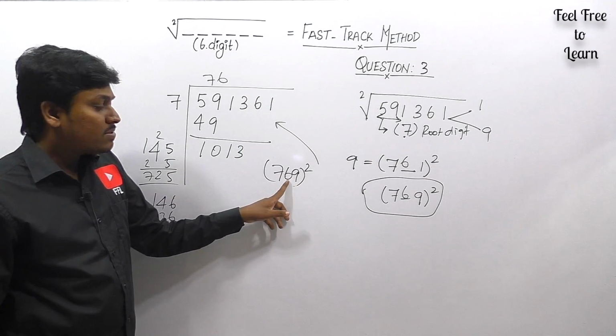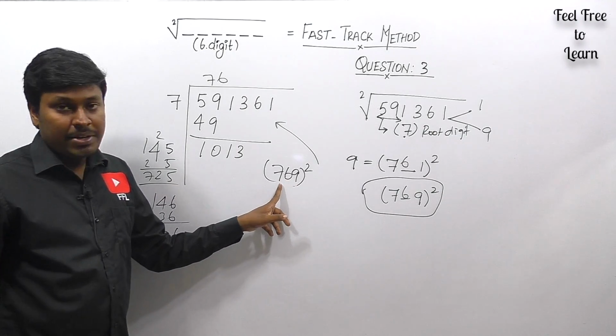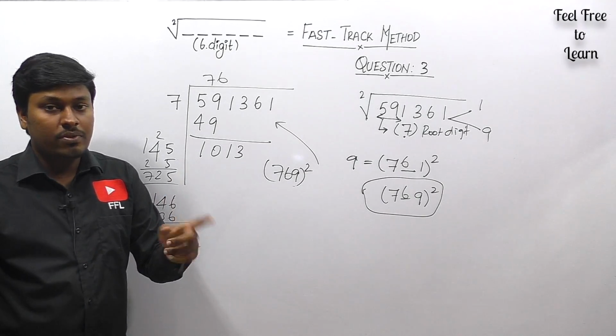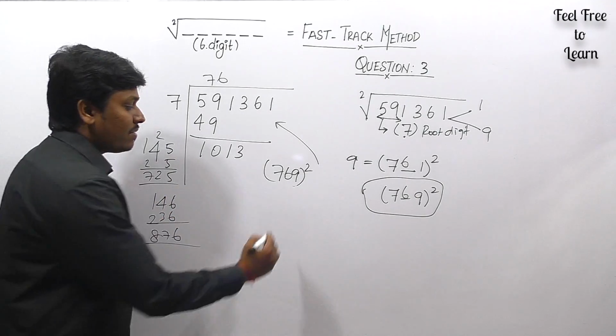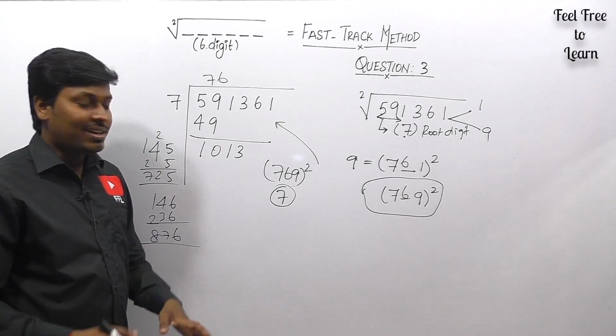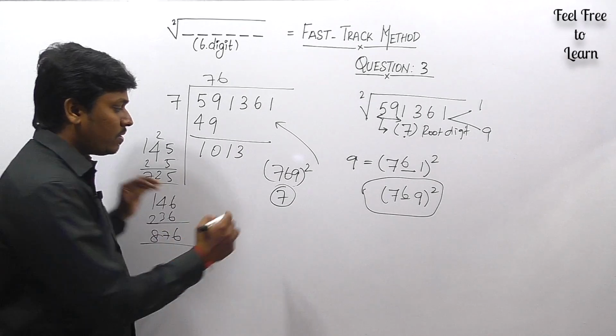So 9 plus 6 will be 15, 15 plus 7 will be 22, 22 into 22, 2 plus 2 will be 4, 4 into 4 will be 16, 6 plus 1 will be 7. So finally we got a root digit 7, right? So friends, I have calculated every value in mind. If you want, I can do it, right?